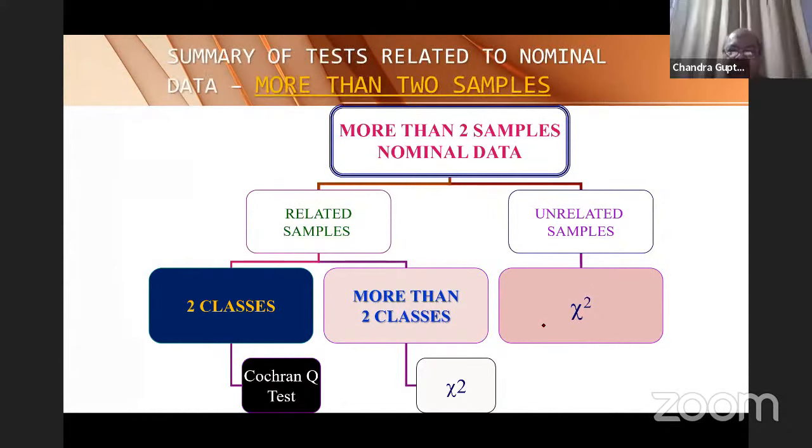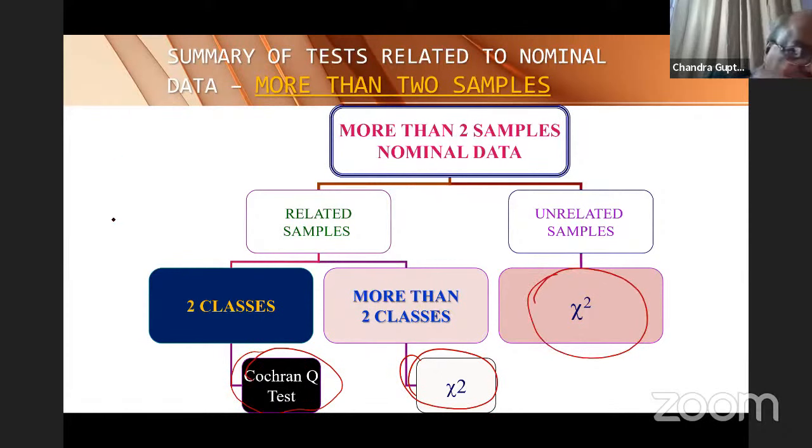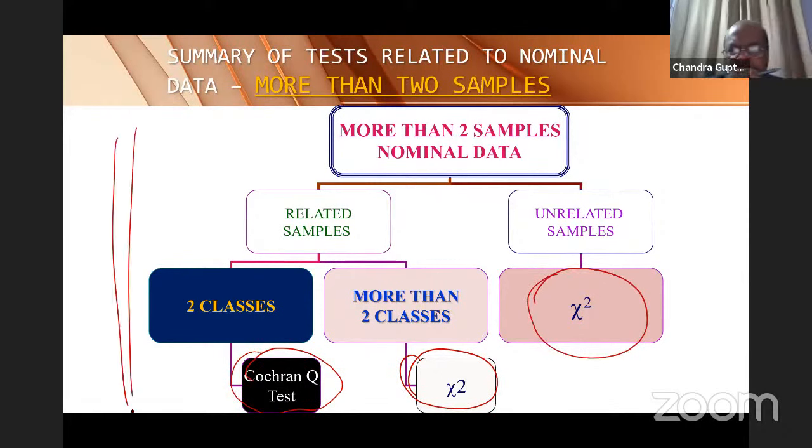And if you have more than two samples and nominal data, related samples, two classes, then we use the Cochran Q. Otherwise, we use chi-square. So you will observe in the nominal data, most of the time we use the chi-square test.